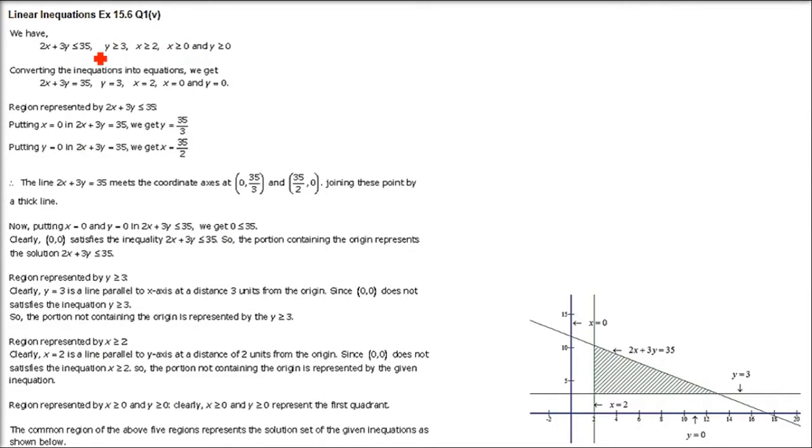2x plus 3y is less than or equal to 35. y is greater than or equal to 3. x is greater than or equal to 2. x is greater than or equal to 0. y is greater than or equal to 0. That means, first, take this line, 2x plus 3y is equal to 35. When x is 0, y will be 35 by 3. Just divide it and get a rough idea. It will be 12 point something. And when y equal to 0, x is 35 by 2. So you have 0, 35 by 3.